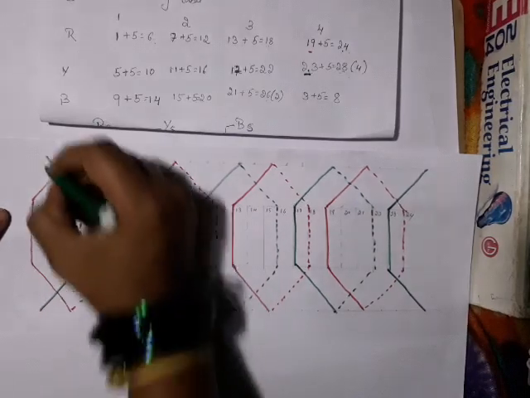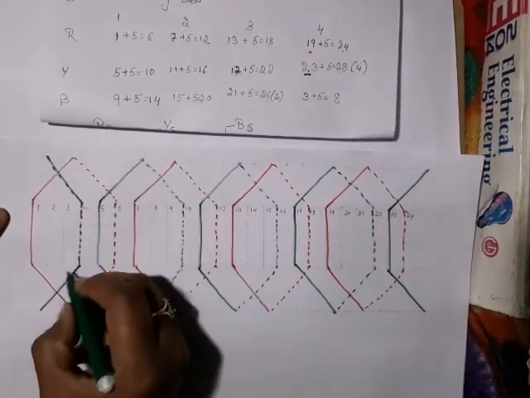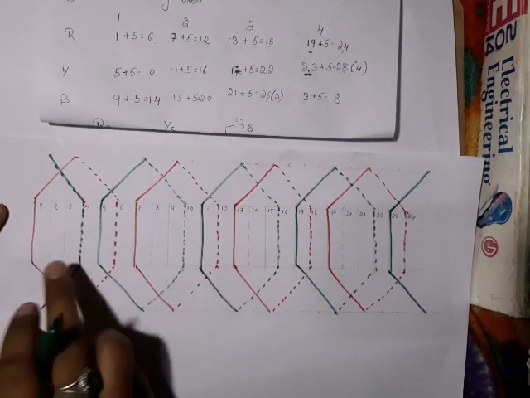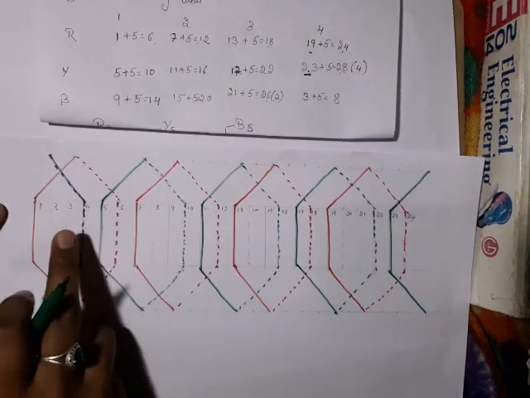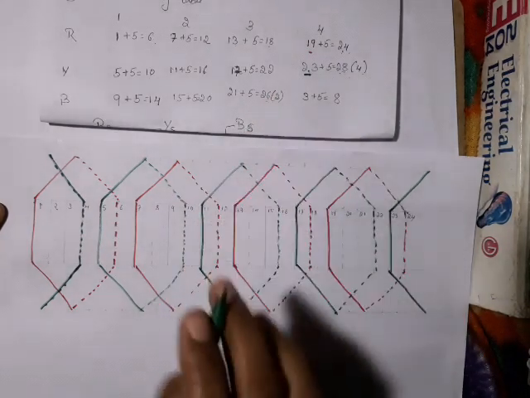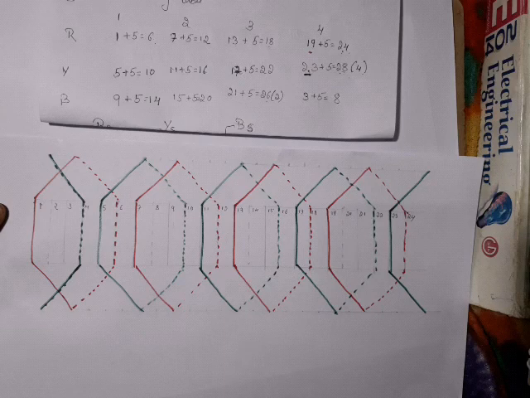Sorry, this is a dotted line. Just missed out. This is a dotted line. So this dotted line 4, winding number 4, is connected to 23. We are done with the Y phase. Then we'll go with the B phase.